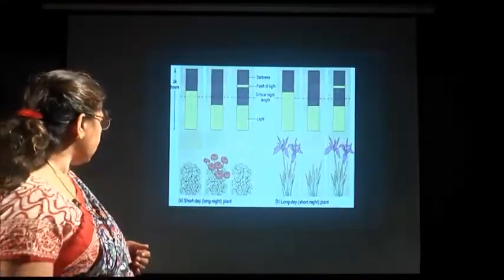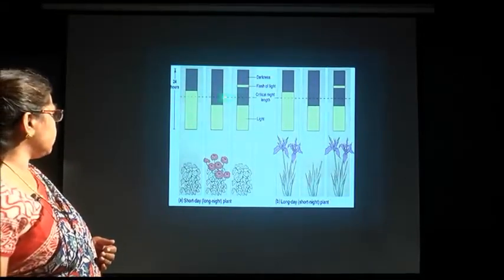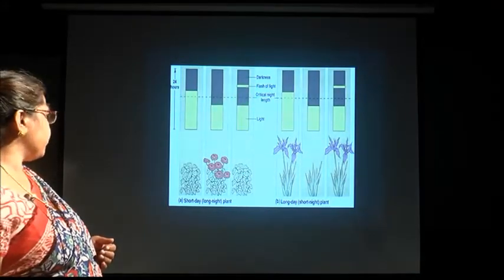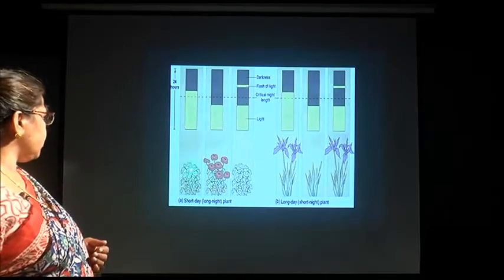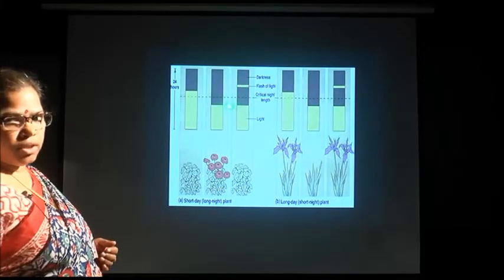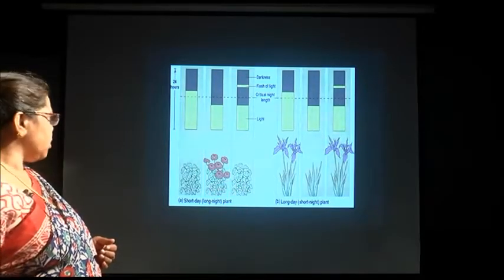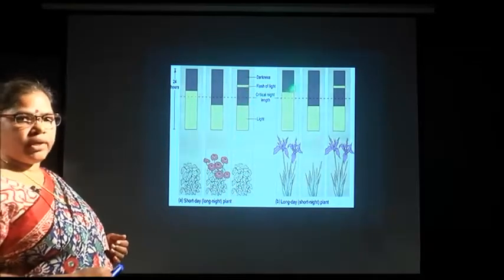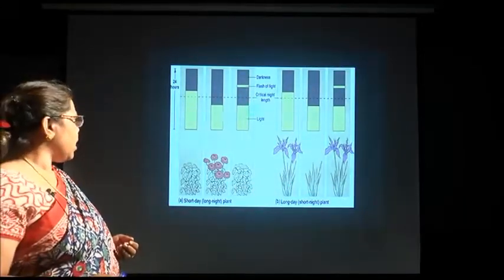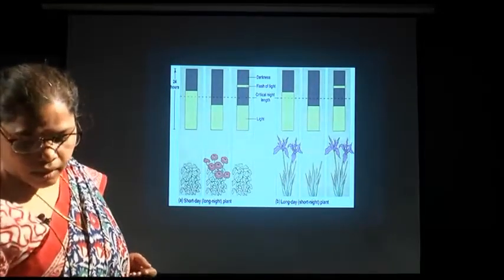Here you see in this image, this is the photoperiod for short day plants, and this shows the critical night length. Just like critical day length, this is the critical night length. And the short day plants only flower when the dark period is continuous or longer. And when this dark period is interrupted by even a very small flash of light, they will not flower. That means for flowering, their dark period should not be interrupted in case of short day plants.